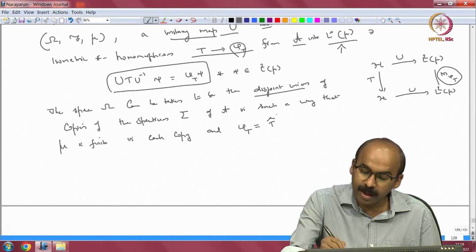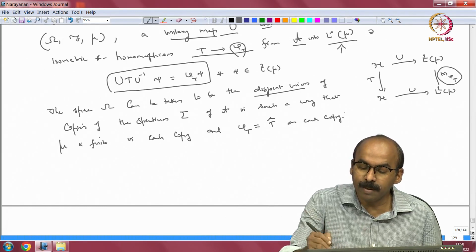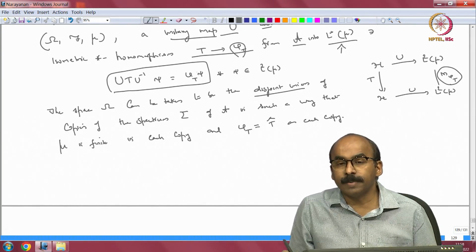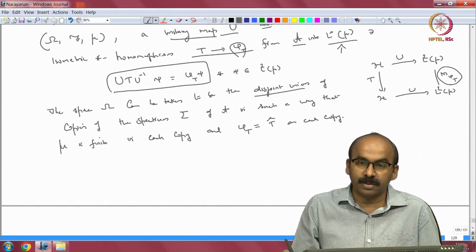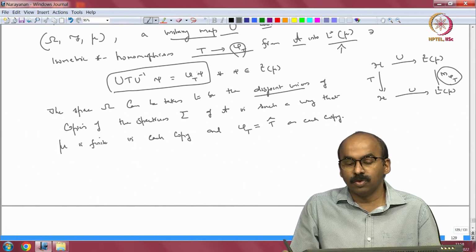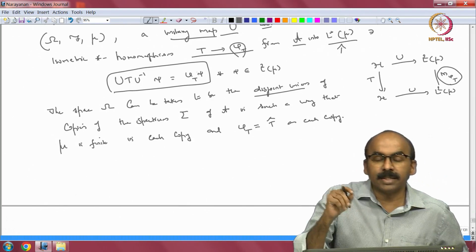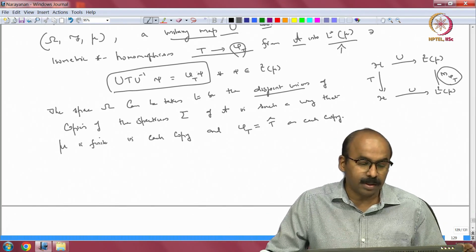So, phi t equal to t hat on each copy, right, everything makes sense, because each copy is the spectrum of A, and on the spectrum of A, t hat, that is the Gelfand transform, is a continuous function. So, it is a bounded function there, right. So, phi sub t can be thought of as multiplication by t hat on each of these copies, right. So, that is the full theorem.